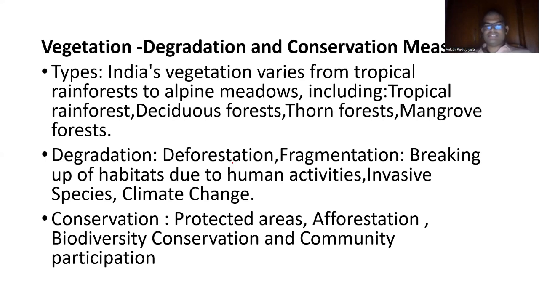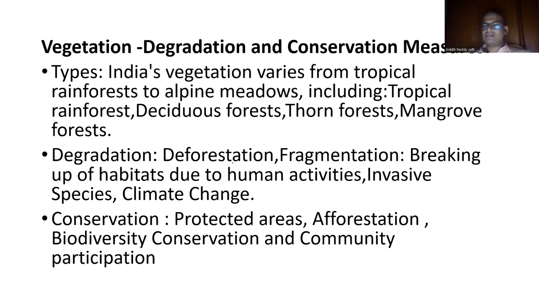Then moving on to vegetation degradation and conservation measures. Now, what is vegetation? Vegetation is nothing but the naturally grown forest, called natural vegetation, while a socially grown forest is called agroforestry. When you're talking about vegetation, you need to focus on the types of vegetation in the country. Because of the varied rainfall pattern, topography, temperature and altitude, we have different types of vegetation in the country.